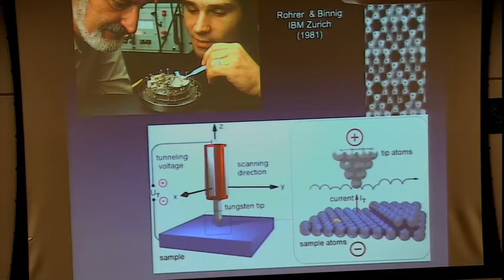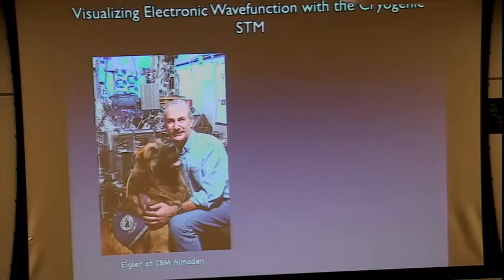Now, the very first STM which was built was a cryogenic STM, and the field took a turn and built all kinds of different types of STM instruments. But a guy who really pushed the STM technology at low temperatures, which has become a workhorse in condensed matter physics these days, was Don Eigler at IBM Almaden. This is Don with his dog. And Don on the side trains dogs.